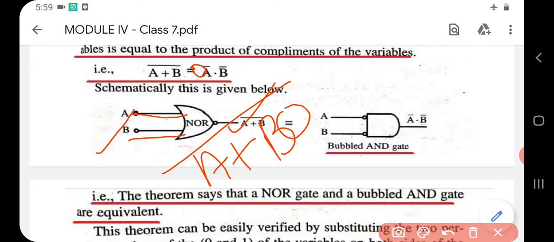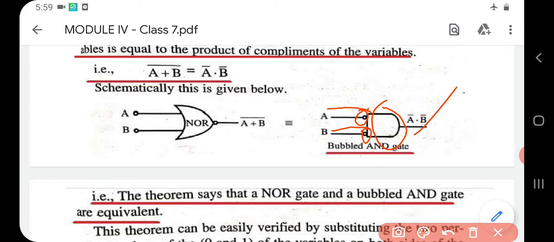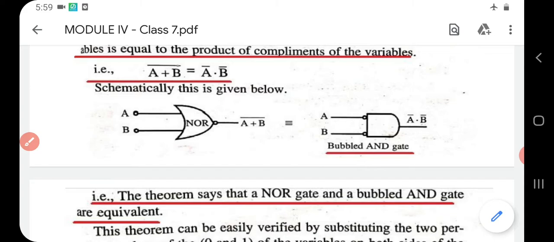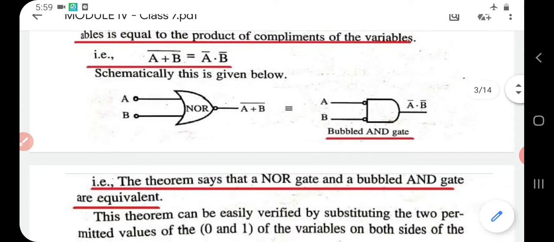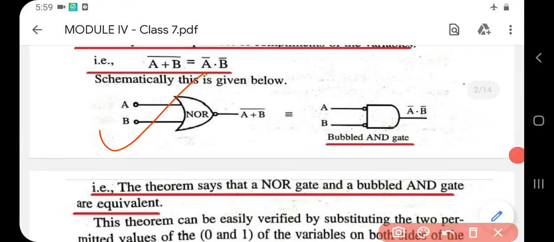Here you can see a dot is there, so that will be given in this AND gate as a bar, and this will be b bar. So the output of the AND gate will be a bar dot b bar, because here there is a bubble. When a comes here it becomes a bar, and when b comes here it becomes b bar. So the output will be a bar dot b bar. That is, a NOR gate is equivalent to a bubbled AND gate. The theorem states that the NOR gate and the bubbled AND gate are equivalent. Both of them are the same. This is the NOR gate and this is the bubbled AND gate.